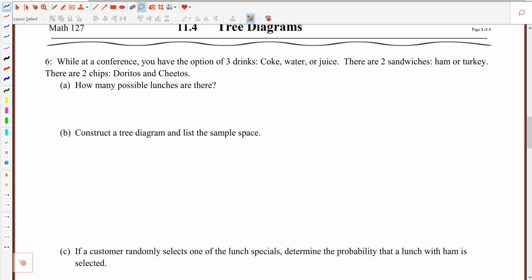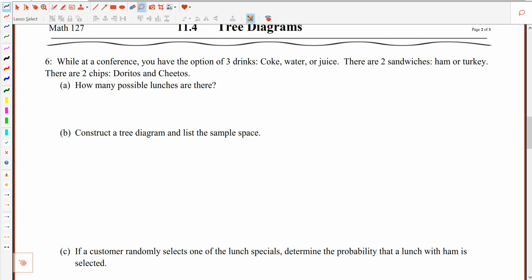Let's take a look at a couple more examples of making tree diagrams and using the fundamental counting principle, and then how we can connect it to actually finding some probabilities. So in this example, you're going to be at a conference and you have the option of 3 drinks: Coke, water, or juice. There's going to be 2 sandwiches, ham or turkey, and 2 chip choices, Doritos and Cheetos. So the first question is, how many possible lunches are there?